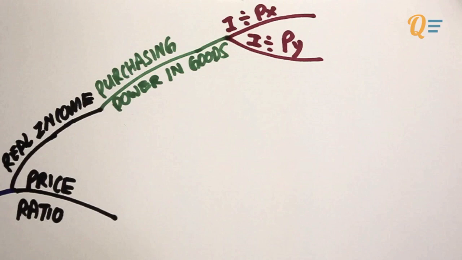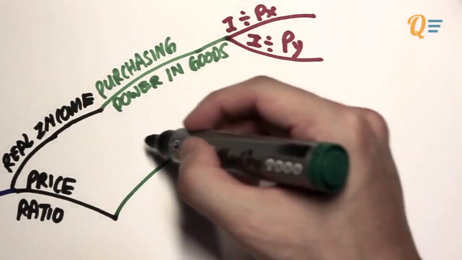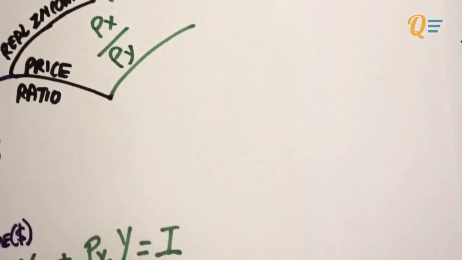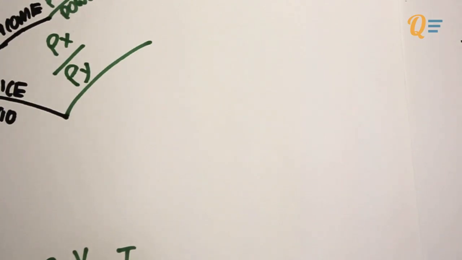So basically, real income is important because individuals tend to make decisions based on the real income rather than the nominal income, because we are always concerned about the amount of goods that we can buy instead of how much money we have, because prices change all the time. And as the name implies, the price ratio is basically the price of X divided by the price of Y.